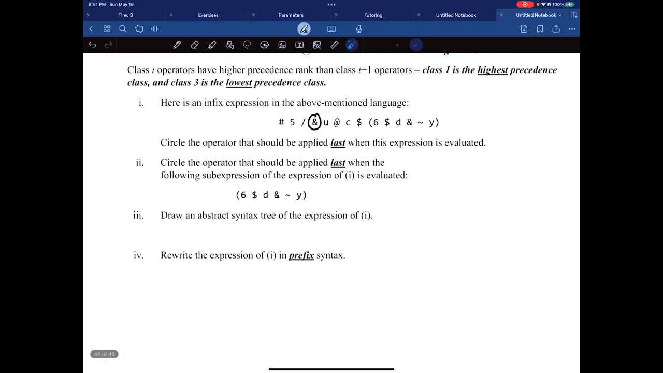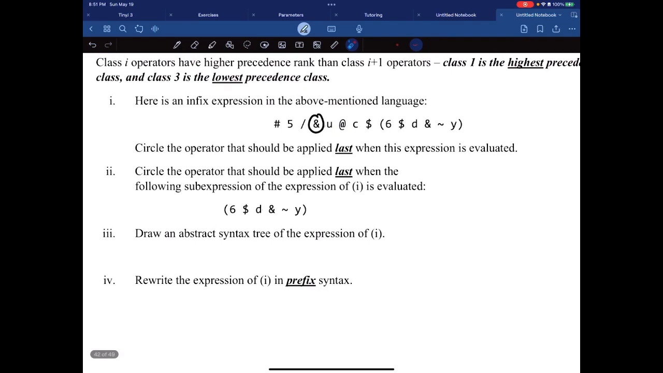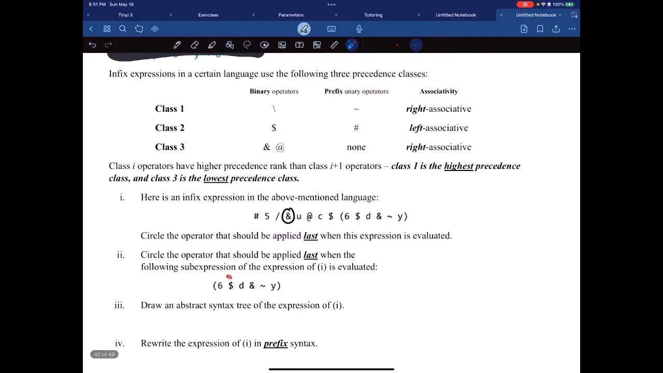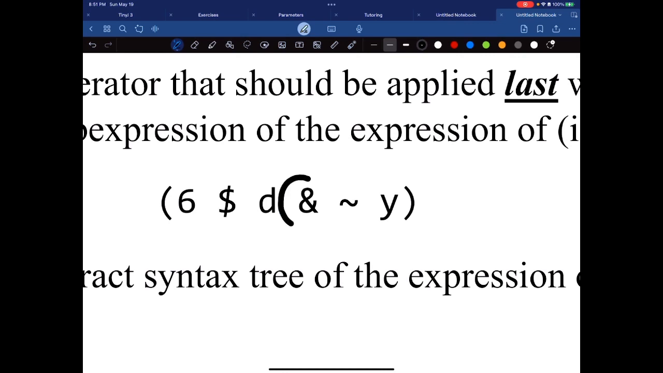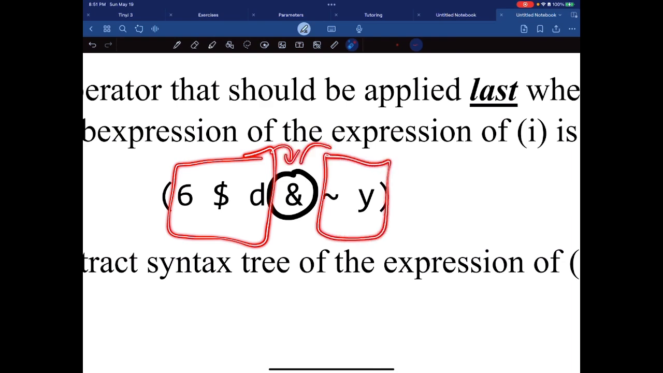Then here it says circle the operator that should be applied last when the following sub-expression of the expression of I is evaluated. So here, let's check. Do we have class 3 operators in here? We do. We have this ampersand right here. And we don't have an at symbol, so there's no ties. So we're going to circle this one because this is the last one, where this will be the operands and this will be the operands for the ampersand.